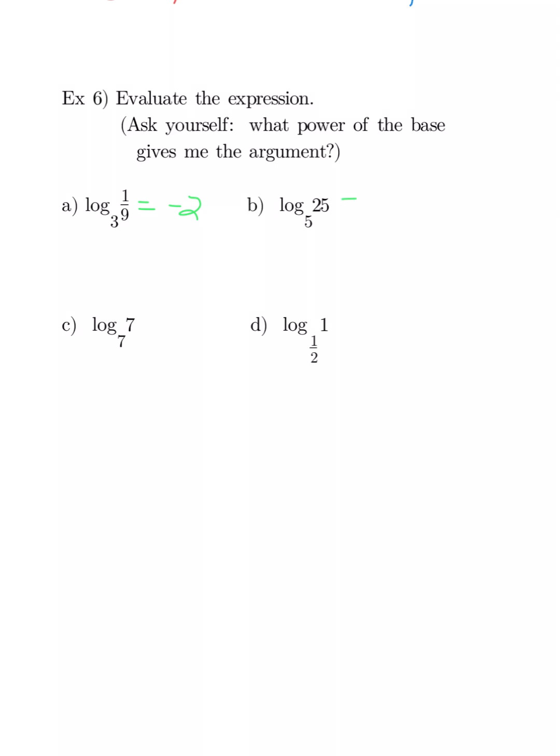On B, what power of 5 gives you an answer of 25? Well, it's 5 squared, so your answer is 2. On C, what power of 7 gives you an answer of 7? 7 to the first equals 7, so the answer is 1. On D, what power of 1/2 gives you an answer of 1? Anytime your answer is 1, your power had to be 0.